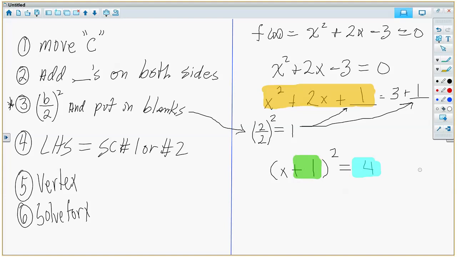Now at this point, I can find my vertex by taking the opposite of both of those. So what is the opposite of negative 1, or positive 1? And what's the opposite of positive 4? There is your vertex.